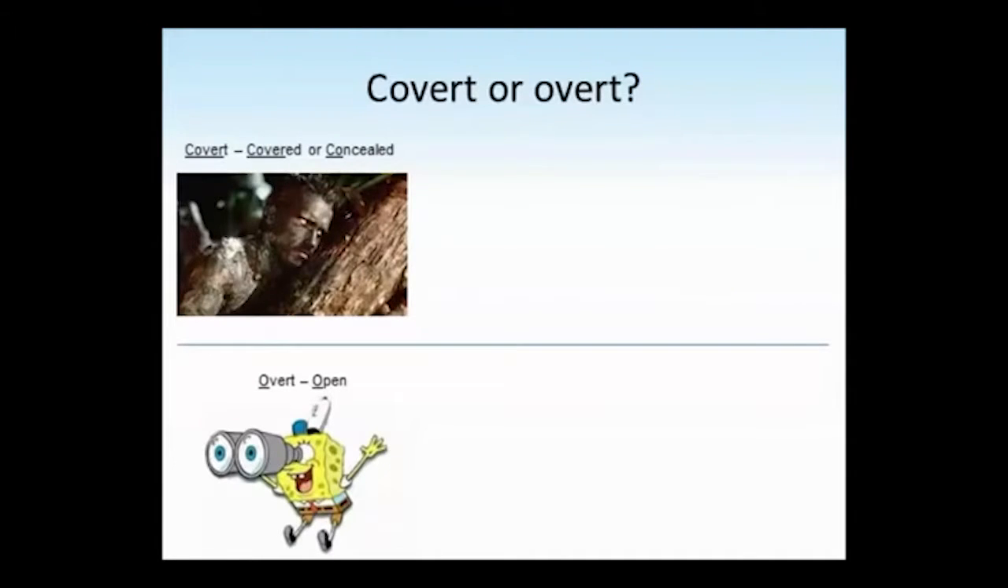First, let's look at the differences between covert and overt observations. Observations just involve watching people, so we can either hide while we're watching them so that they don't know they're being observed, or we can just tell them that we're watching them and be open about it. So think of the word covert, sounds a little bit like covered or concealed, and overt, think of open.